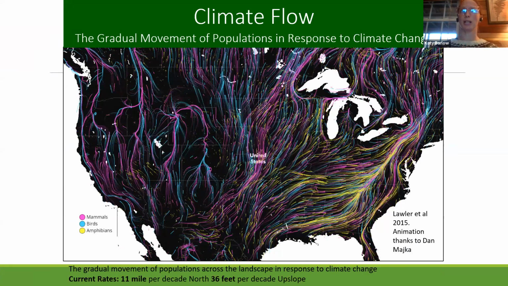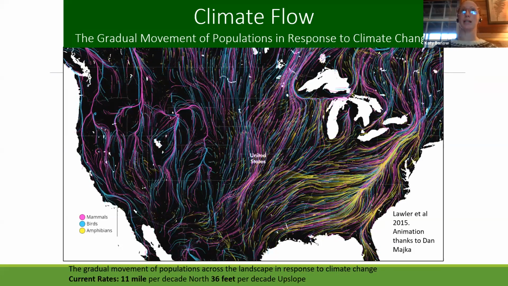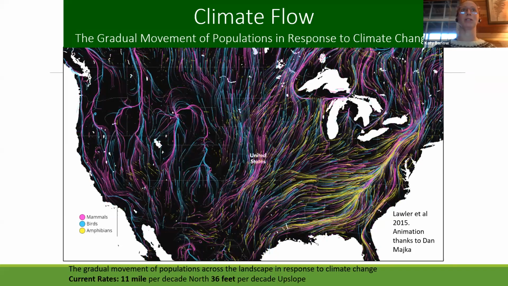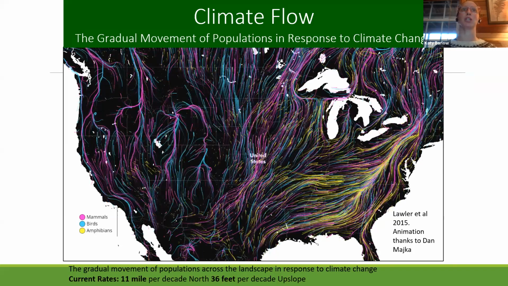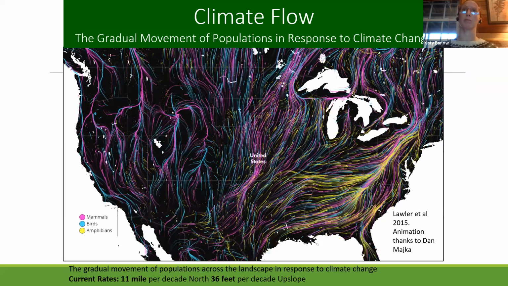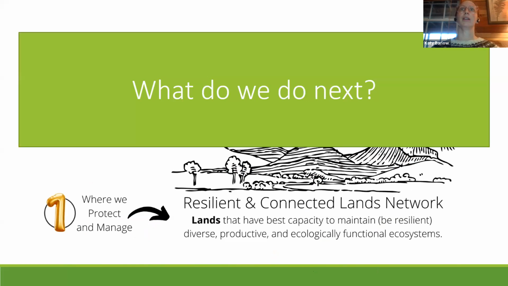This is one way to visualize, with a different data set, the need for this kind of foundational science, because we know that there will be gradual movement of populations in response to climate change. And so we need to understand where we need to protect lands that will be most resilient to climate change. And to start with, TNC has worked towards this big goal of creating this resilient and connected lands network.